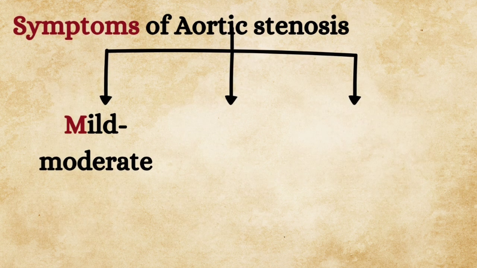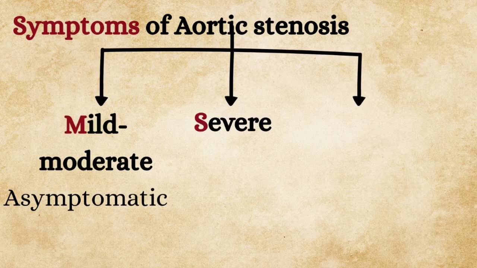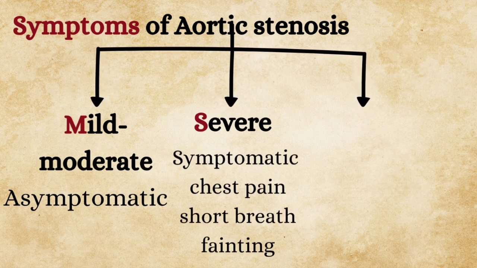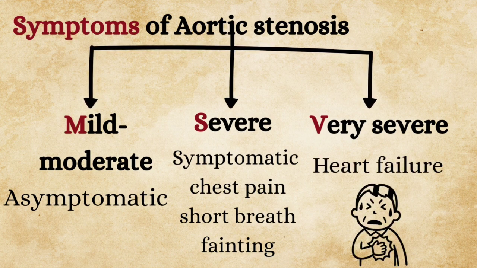Mild to moderate aortic stenosis is often asymptomatic. Severe aortic stenosis patients typically become symptomatic, experiencing chest pain, shortness of breath, and fainting. Very severe aortic stenosis leads to heart failure and has a poor prognosis without intervention.